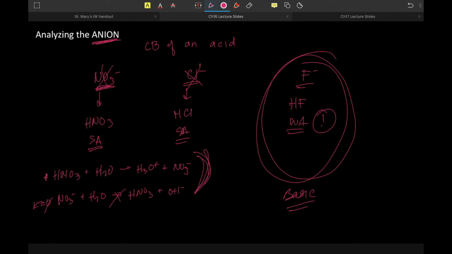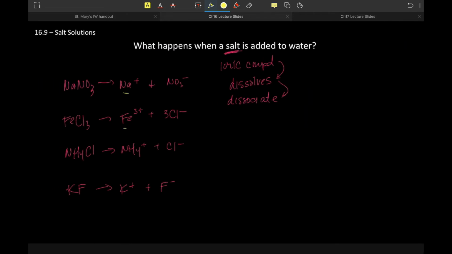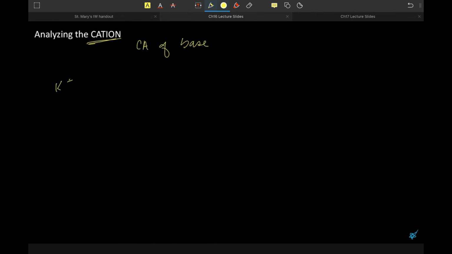All right. Moving along, how to analyze the cation, right? So our anions are conjugate bases of some acid, which means that our cations are going to be conjugate acids of a base, right? That's what we're going to think of them as, conjugate acids of a base. So let's go back. What are we considering? We have sodium, iron, ammonium, and potassium.